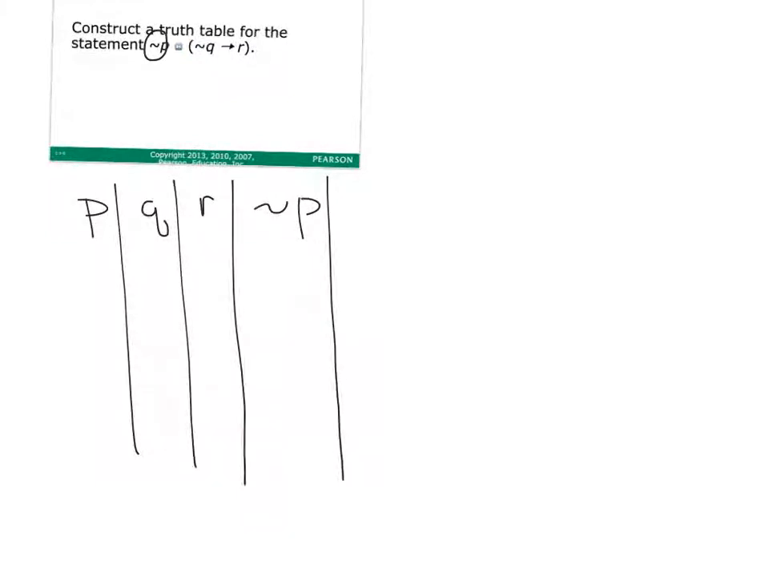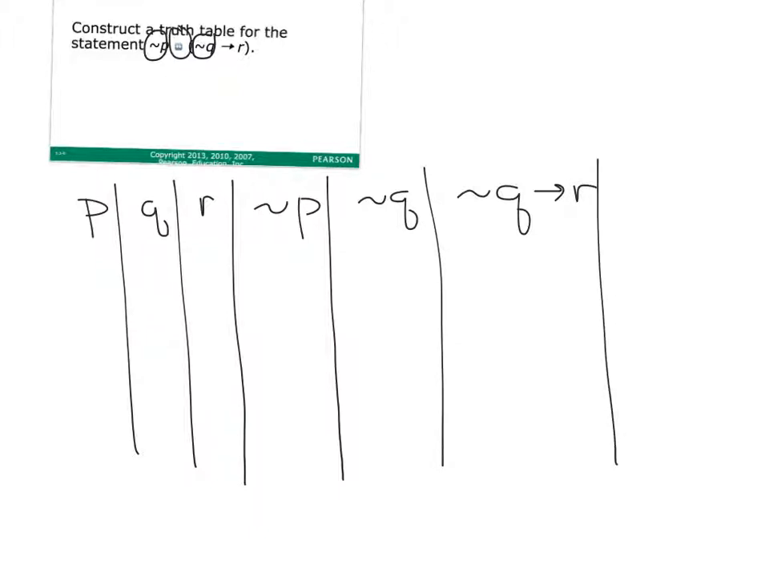We're going to have to figure out our right side, which is going to be not Q, and then not Q. If not Q, then R. And then we're going to have to do the one in the middle, which is not P if and only if not Q implies R. Okay.